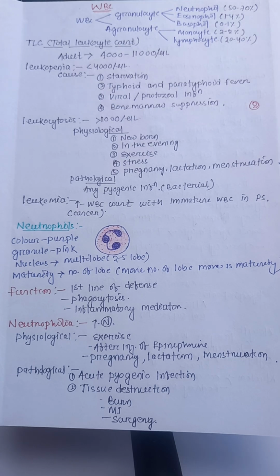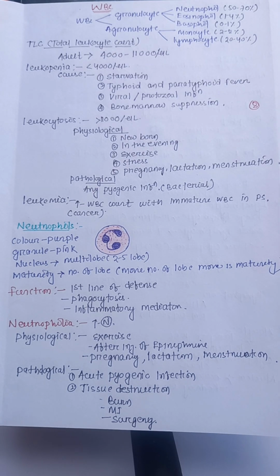Okay, leukemia is nothing but an increased WBC count with immature WBCs in the peripheral smear. Listen, one thing: leukocytosis is an increase in WBC count, but with mature cells. But an increase in WBC count with immature WBCs is called leukemia, and it is a blood cancer. Okay, you will learn about it in higher classes.